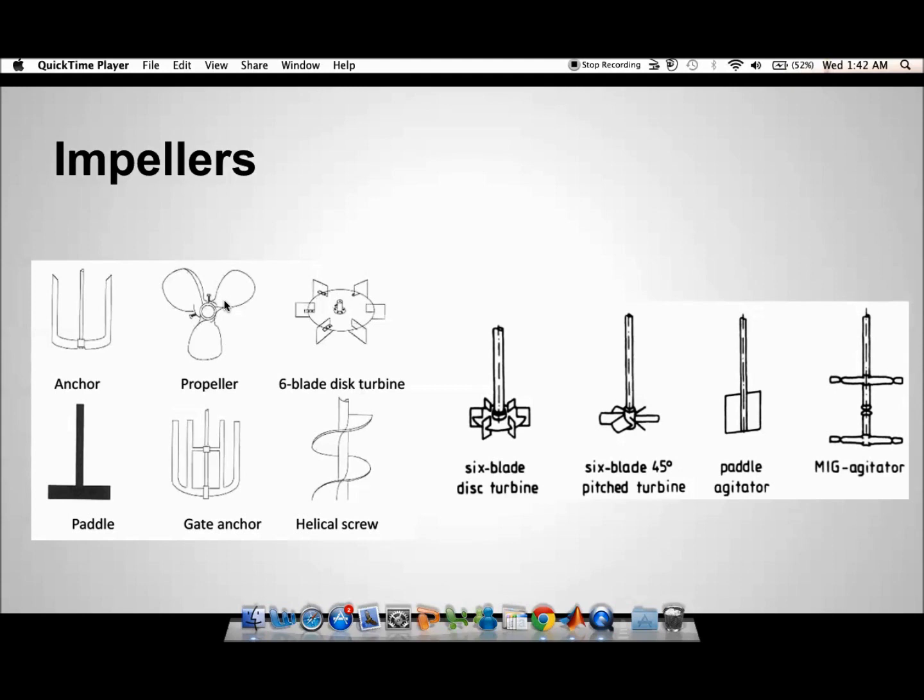So here you can see I have a few different types of impellers. These are standard ones. You have the anchor, propeller, 6-blade disc turbine, and so on. And so the propeller or marine impeller is the most common one, and it had the most data on it that could be found. So we chose to use the marine impeller in our bioreactor.